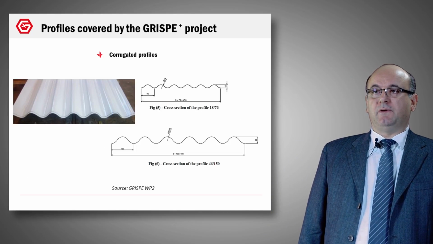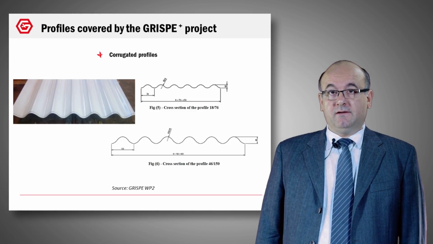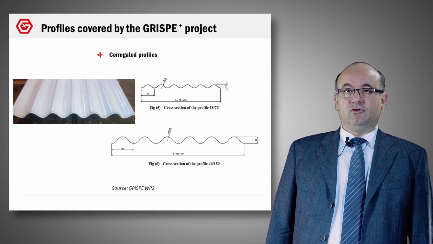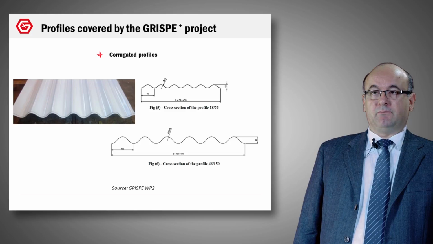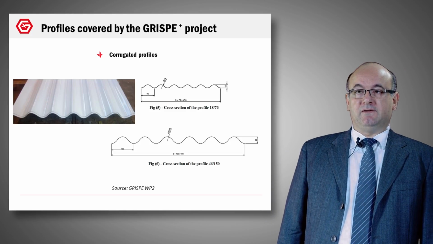Another topic concerns the corrugated profiles. You have here some examples of corrugated profiles. Again, no methods exist in the Eurocode to calculate in bending these profiles. Two methods were proposed in the European project GRISPE to calculate: one is forfeiture, another is calibrated in detail.